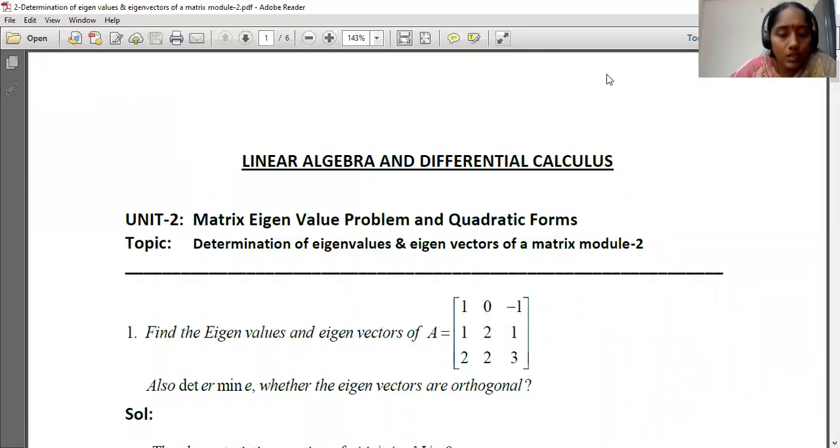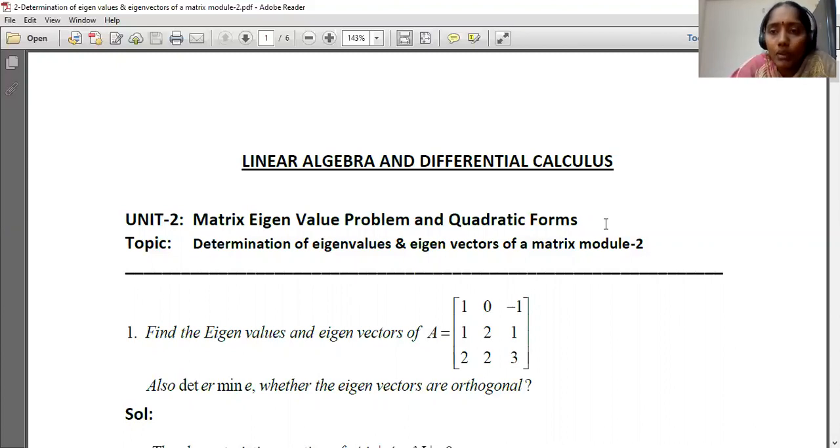Today we will discuss one more example on how to find the eigenvalues and eigenvectors of a matrix of order 3 by 3. In the last video we discussed what an eigenvalue and an eigenvector are and how you can find them. Before we go to the problem, let us recollect those definitions.